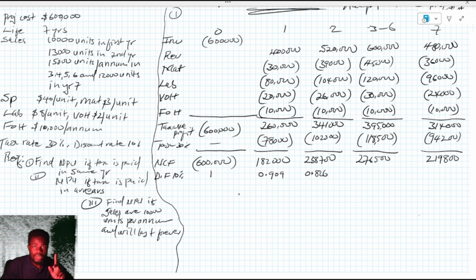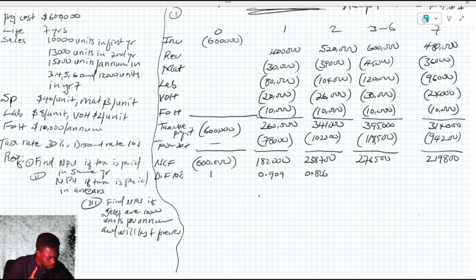So now, look at this. Pay attention. You go to your table. Now look at this. Go to your annuity factor table.